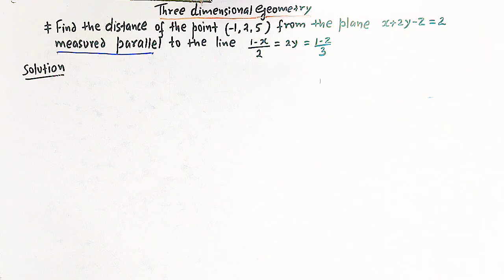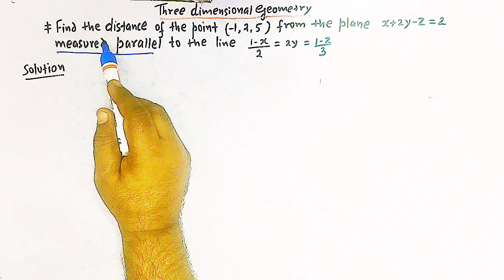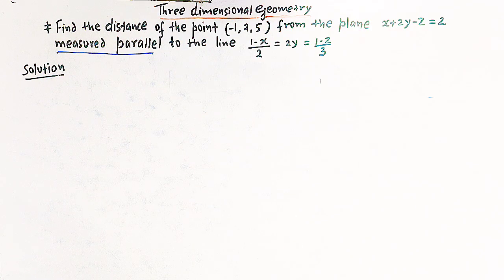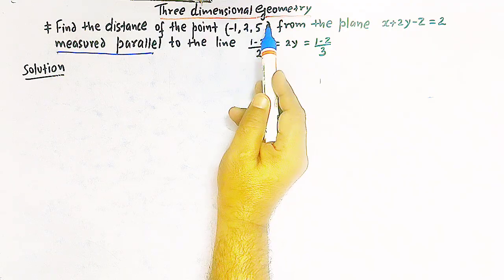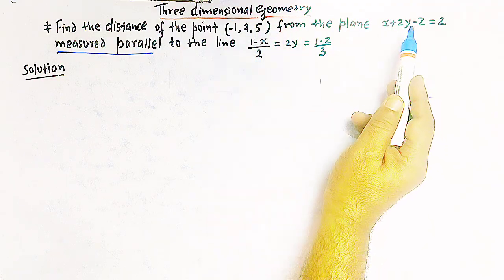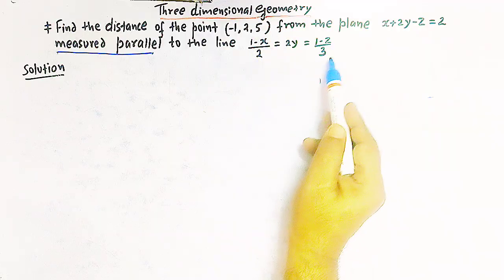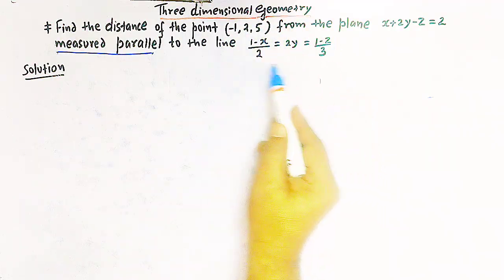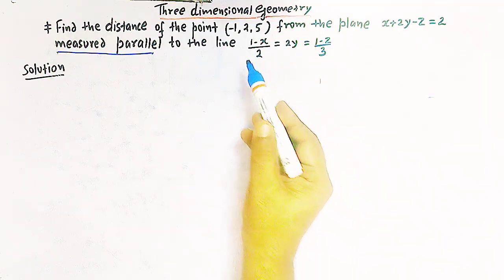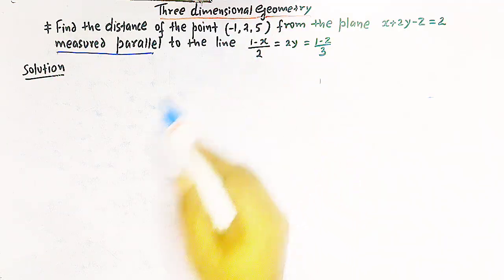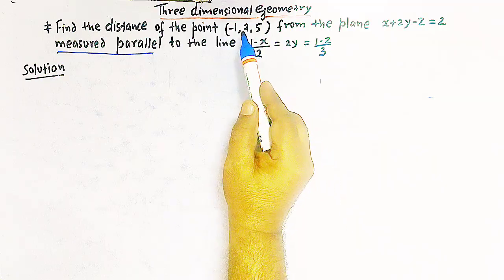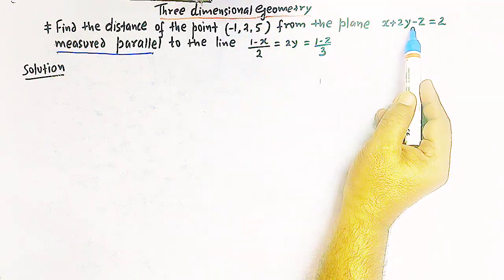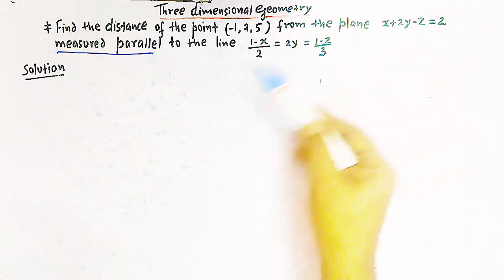So let us first draw the rough diagram of this problem, and then we'll see how we can find the distance of this point from this plane measured parallel to the line, because the distance has to be measured parallel to this line. And it is important to note that we don't have to find the perpendicular distance of this point from this plane, right? So let us start.